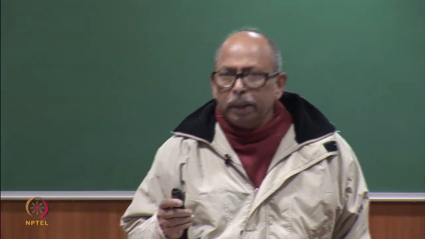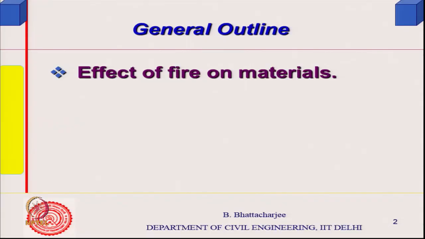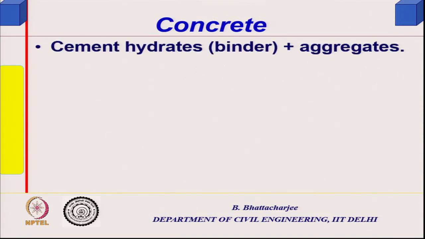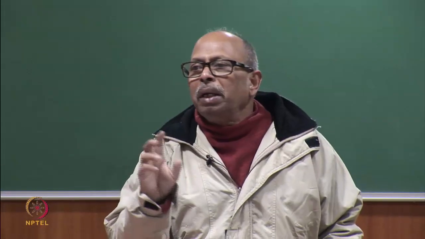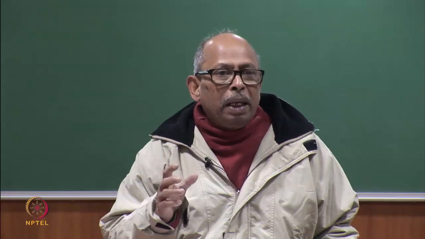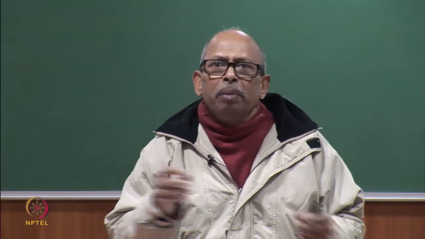So, if you just recollect from the last class, we are looking at the effect of fire on materials, and we are looking at concrete. We said that cement hydrates, which is the binding material, goes into the interstices of the aggregate system. And this is true for asphaltic material also. These are actually particulate systems bonded together, largely mechanically. Chemical bonding is very little.